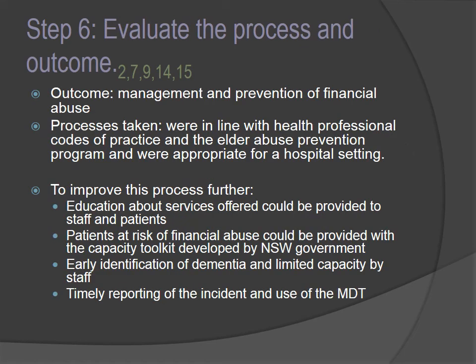Step 6. The outcome of our scenario, management and hopeful prevention of financial abuse. Processes taken were in line with health professional codes of practice and the Elder Abuse Prevention Program and were appropriate for a hospital setting. To improve this process further, education about services offered could be provided to staff and patients. Patients at risk of financial abuse could be provided with the capacity toolkit developed by New South Wales Government. Early identification of dementia and limited capacity by staff, and timely reporting of the incident and use of the MDT.